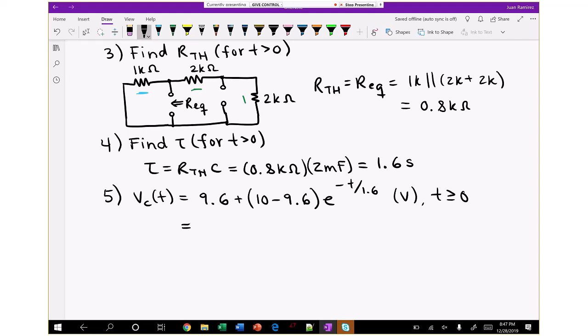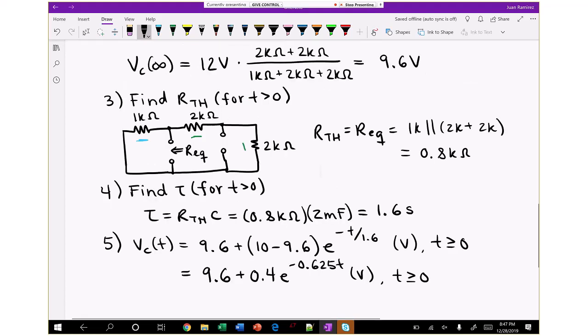Okay, so then we evaluate or simplify that, and you should end up with 9.6 plus 0.4 e to the negative 0.625 t. So if you say 1 divided by 1.6, you get 0.625 t, and that's in volts for time greater than or equal to 0. Okay, so now we know capacitor voltage for that initial circuit. But that's not what we were looking for, actually. We were looking for the output voltage across that 2K ohm at the very right.